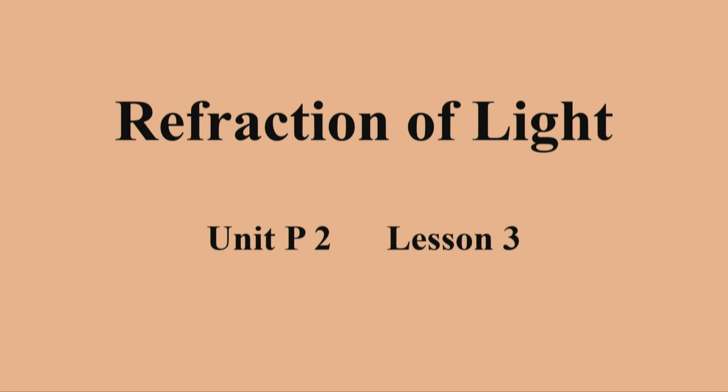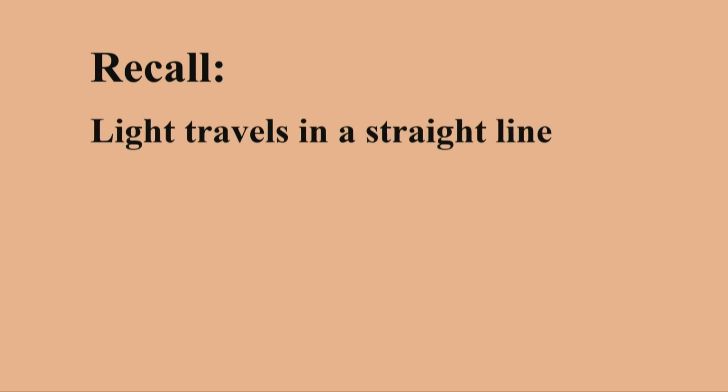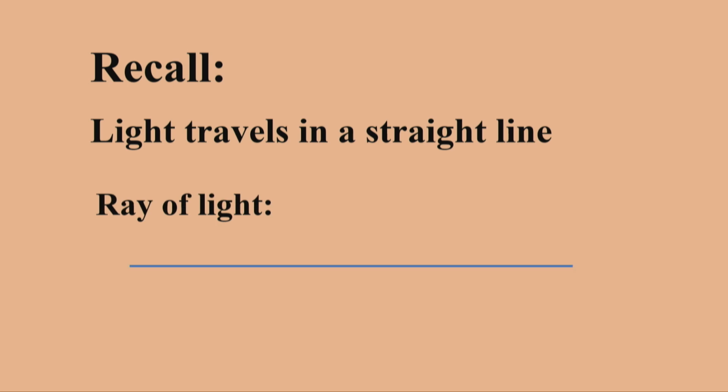To begin with, recall from the chapter Reflection of Light that light travels in a straight line, and we can represent a ray of light by a straight line with an arrow pointing in the direction in which the light is traveling.